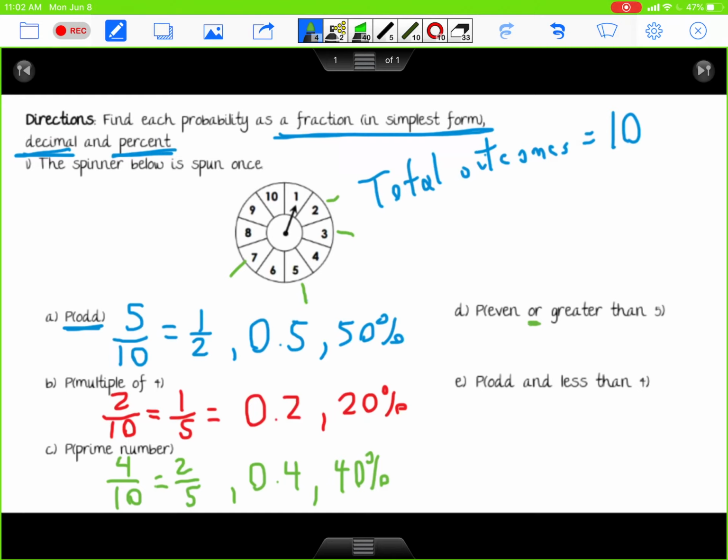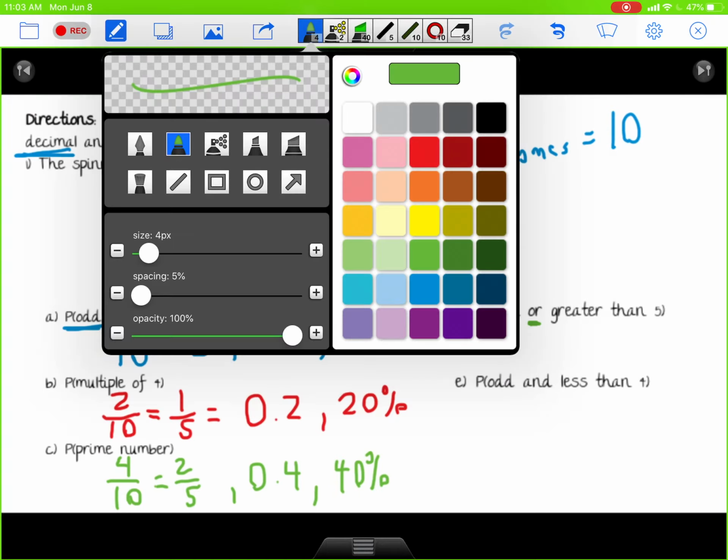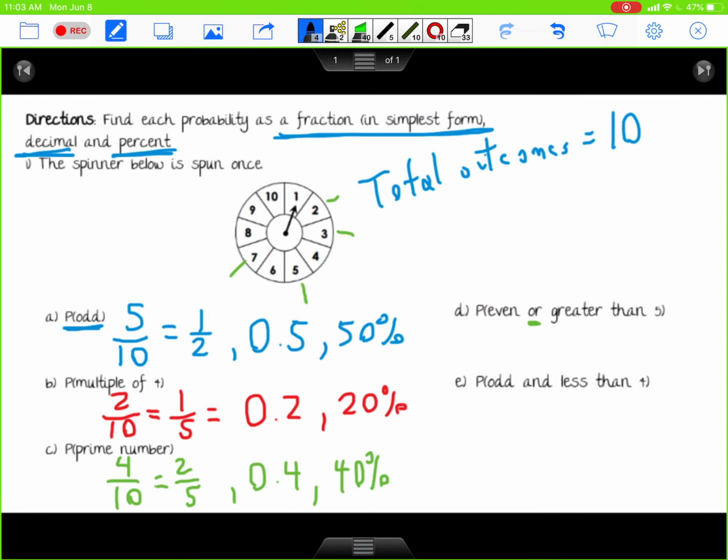Okay, whenever you have an OR statement, you want to think of it as 2 different problems. Okay, so I want to look for my even numbers. I want to look for my even numbers first. So I'm going to write it down so I don't get confused. So I have 2, 4, 6, 8, and 10. Those are my even numbers.